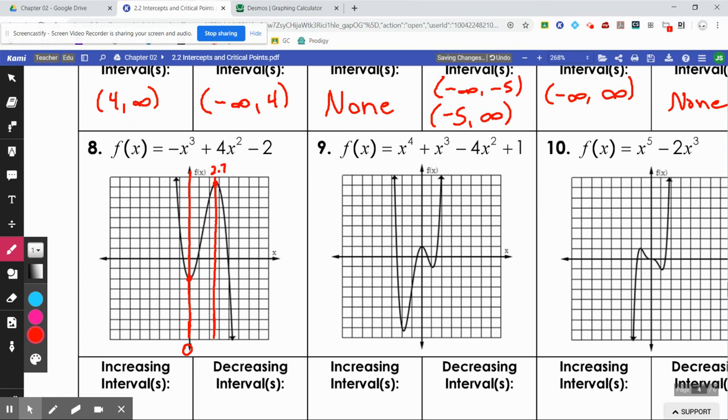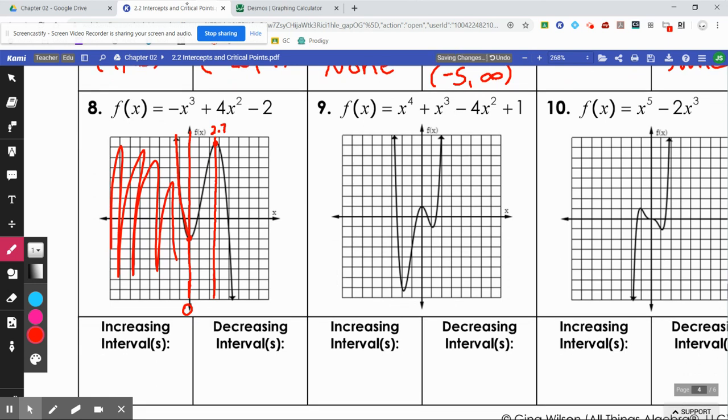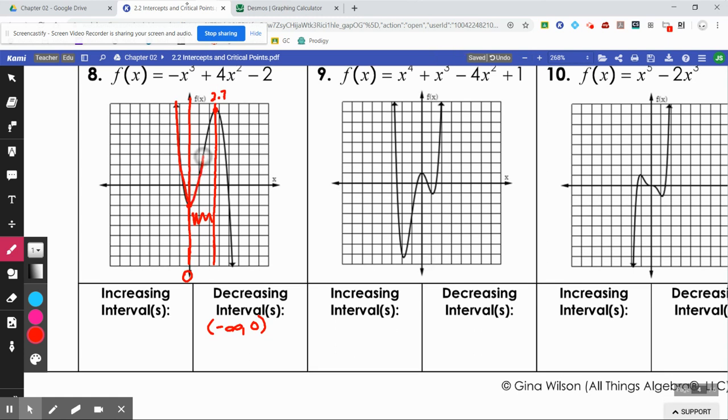So my graph is, first off, decreasing. When we read it from left to right, we're going downhill for all of these x values, all the way from negative infinity up to my 0, non-inclusive. Then, between those two points, from here over to here, we start going uphill. My graph starts going up, and that would be from 0 to 2.7. Then we start going downhill again from 2.7 to positive infinity. So that's your intervals of decreasing and increasing.